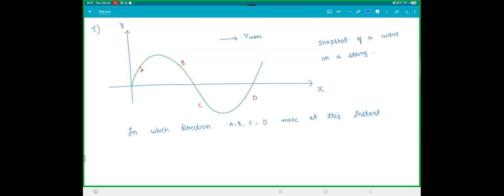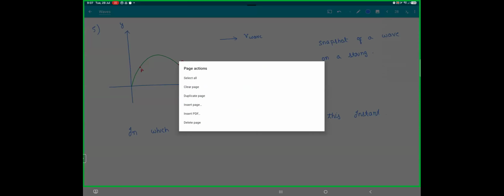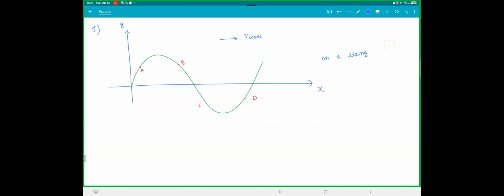Options will be up, down, right, left. There'll be 4 options like this. So, yeah, I think most of you did get it. So see, one way is completely mathematical. If you guys remember, V particle is given by minus V wave into dou y by dou x, the slope. This was the relation. So this is Vy into slope.